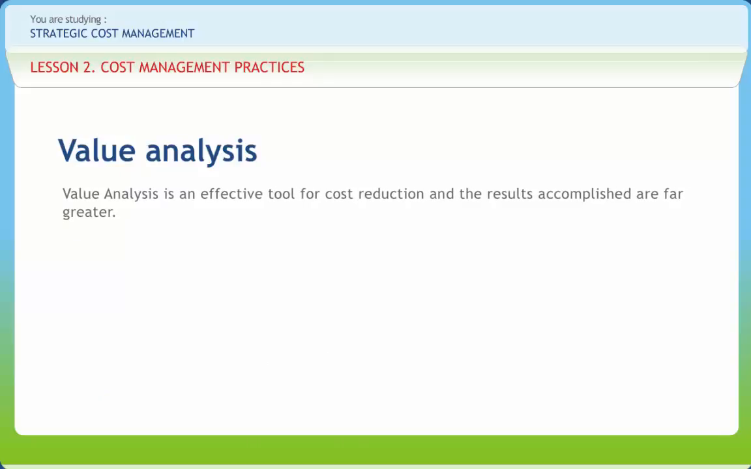Value analysis is an effective tool for cost reduction, and the results accomplished are far greater. Value is equal to worth to you divided by price you pay. This means that if you feel that you have the money's worth, then you have received 100% value. Value is the least cost that can accomplish reliably a function or a service.